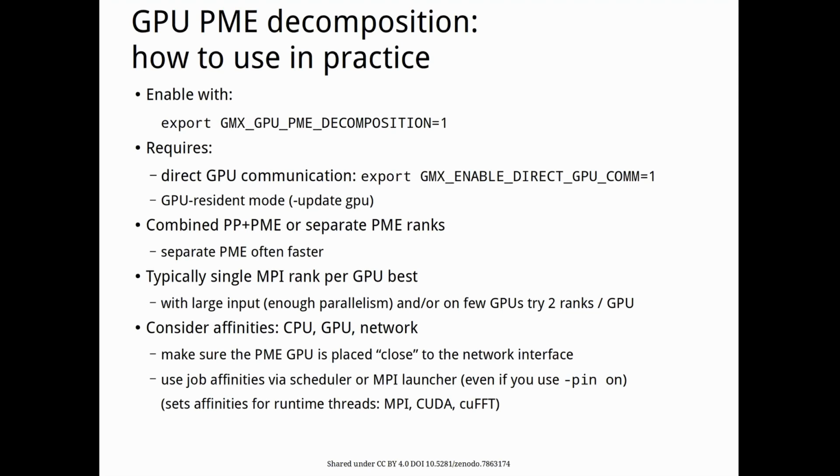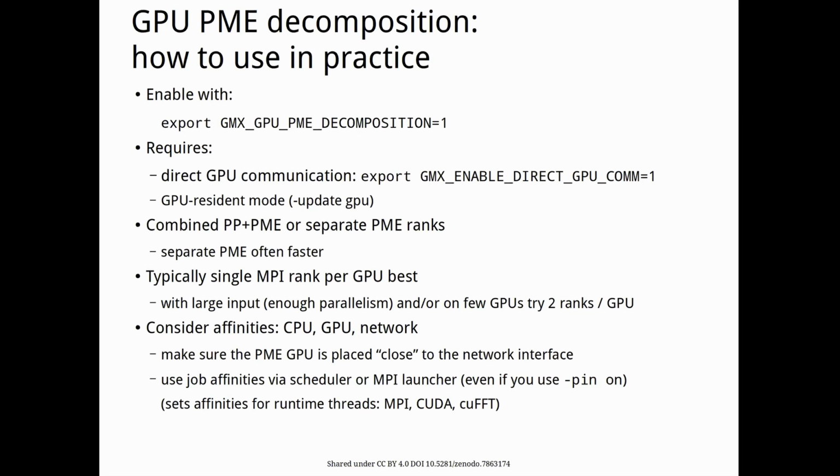Typically, a single MPI rank per GPU is best, so try that first, but with a large enough input or few GPUs, you can try 2 ranks per GPU. That might give a little bit of extra performance. One thing to consider specifically for scaling is affinities: CPU, GPU, network. These machines are complex.